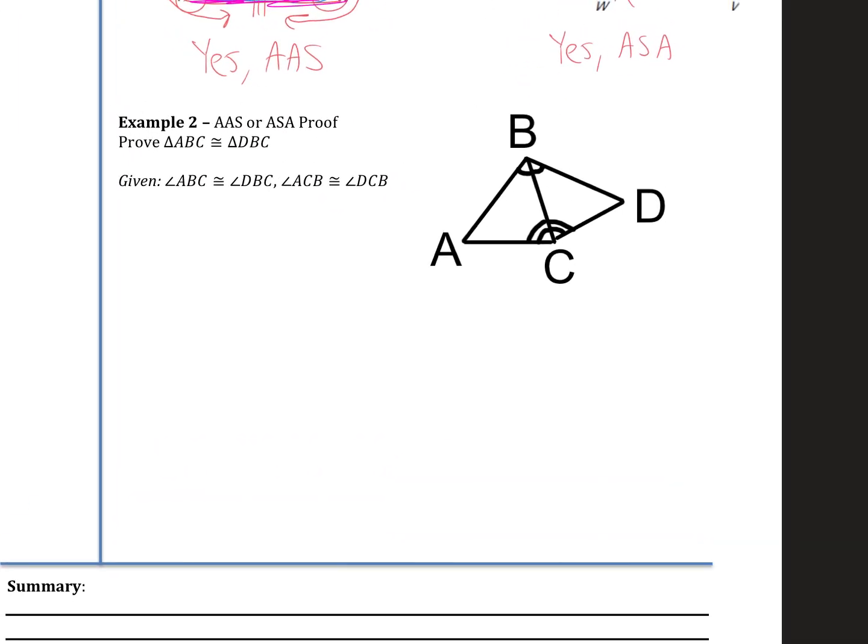It says prove triangle ABC is congruent to triangle DBC, given that angle ABC is congruent to angle DBC and angle ACB is congruent to angle DCB. We're going to prove this here, okay? So we're doing our two-column proof, which is statement and reason.